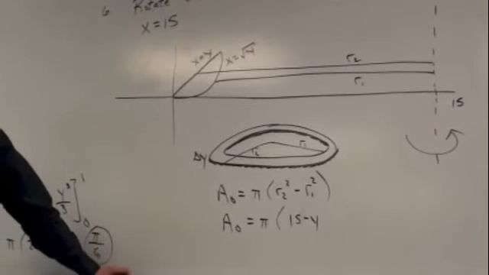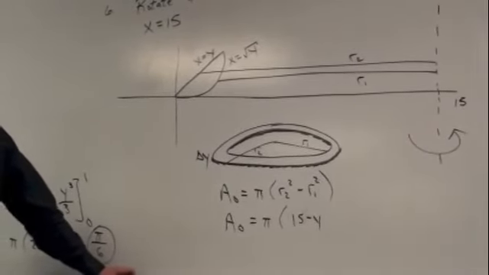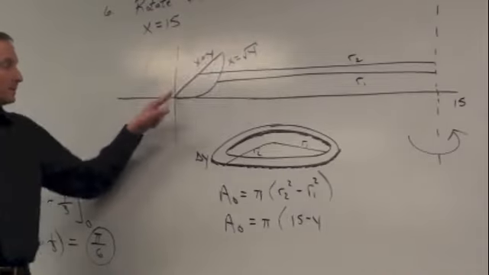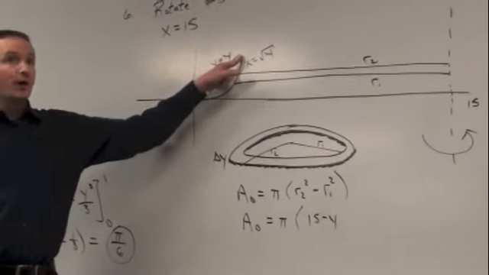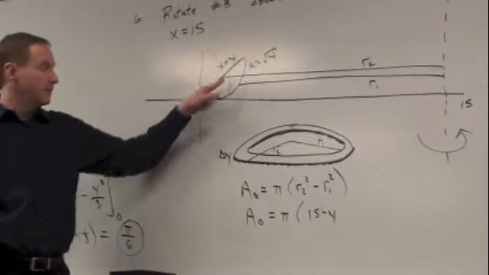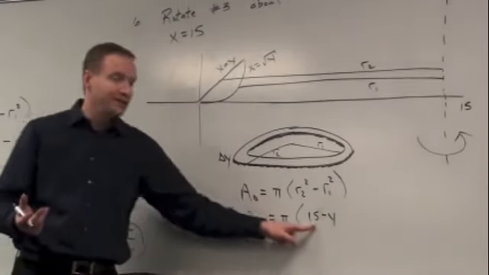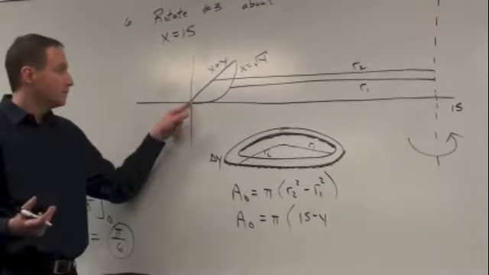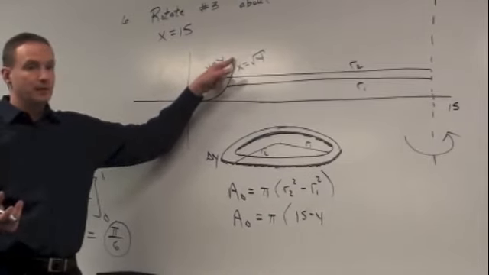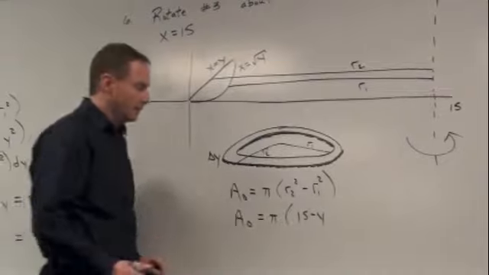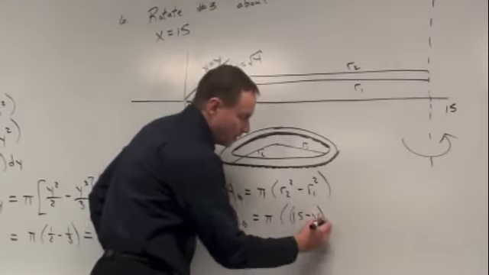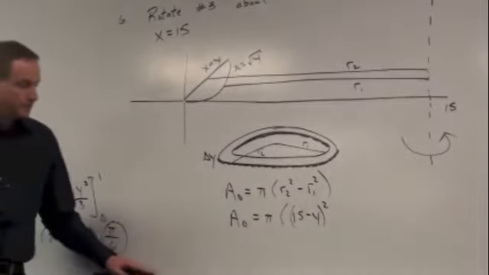And I know that that's going to give me a positive value for the radius because the y values in this problem range from 0 to 1. So it's saying, okay, what's the largest this outer radius will ever be? When y is 0, this radius is 15. What's the smallest this outer radius will ever be? 14, 15 minus 1. So I can say, okay, that's going to account for the outer radius.